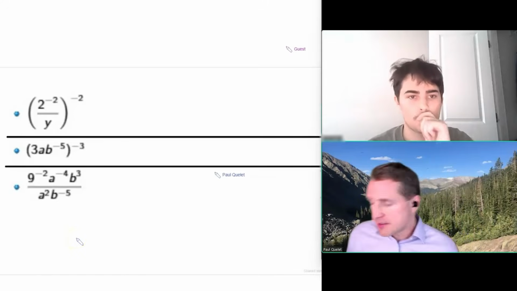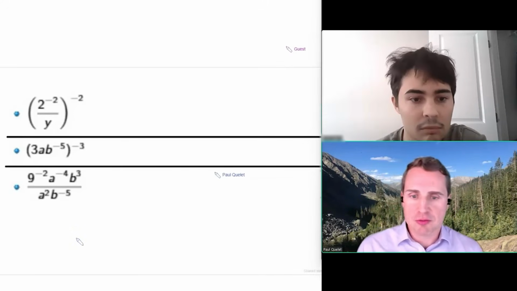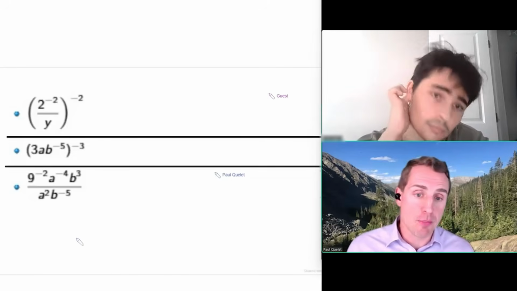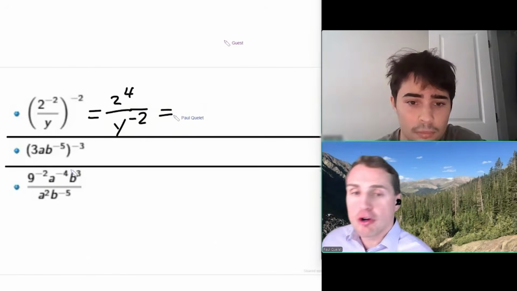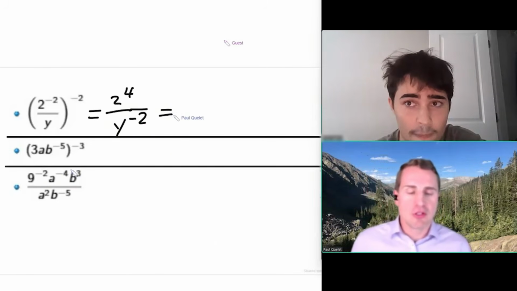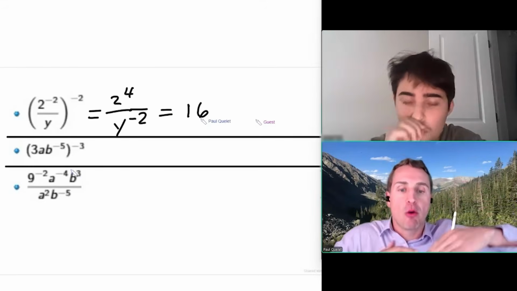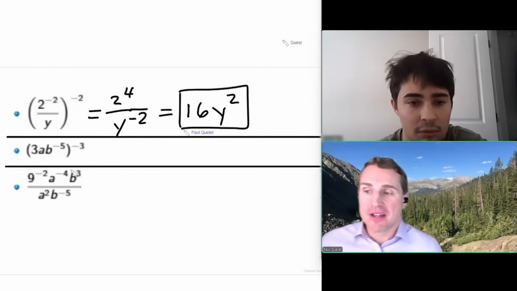Exactly. Let's see. We've got 2 to the negative 2 over y, and the whole thing is raised to the negative 2. Again, can we still bring the power into both the terms? So that's going to be 2 to the power 4. Perfect. 2 to the 4 is like 2 times 2 times 2 times 2. But then, because y is to the negative 2 power, we should flip it where? And that's your answer. See how that simplifies really nicely?